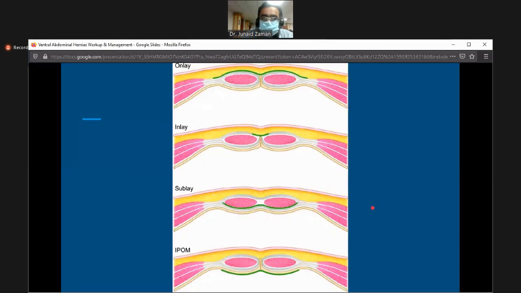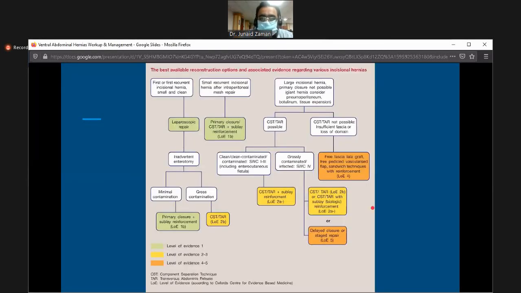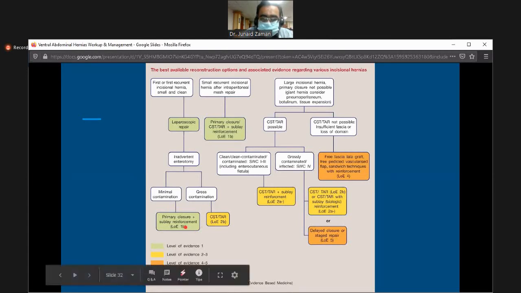So let me recap it. We have a very nice presentation. This is not again for you guys to remember, just to give you an idea that we have created an algorithm regarding incisional hernias. So if they're small and clean, hernias that do not contain anything, we do a laparoscopic repair. And during this repair, if we have an enterotomy, we have to do a sublay mesh repair. Fine. If there is cross contamination, then we do something called a component separation technique.